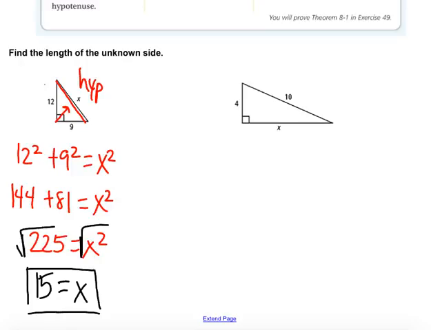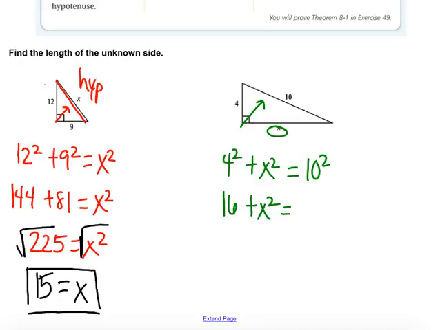Try another one. It's set up a little bit differently. This time, we know our hypotenuse, right? We know that's 10. So we're looking for one of our leg lengths. So again, we're going to set it up the same way. 4 squared. This time I don't know what that leg is, so I'm just going to say x squared equals 10 squared, our hypotenuse. Now again, crunch some numbers. 16 plus x squared. 10 squared is just 100. And remember, we want to get x squared by itself, so I need to subtract 16 from both sides. Those go away. And I'm left with x squared equals 84.